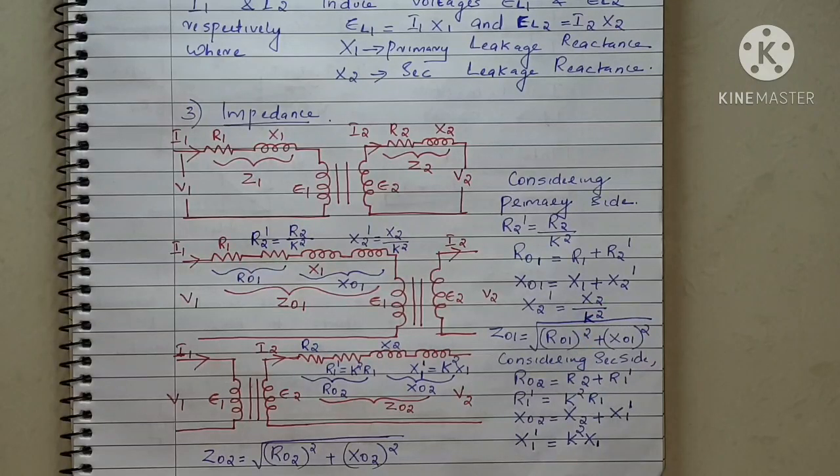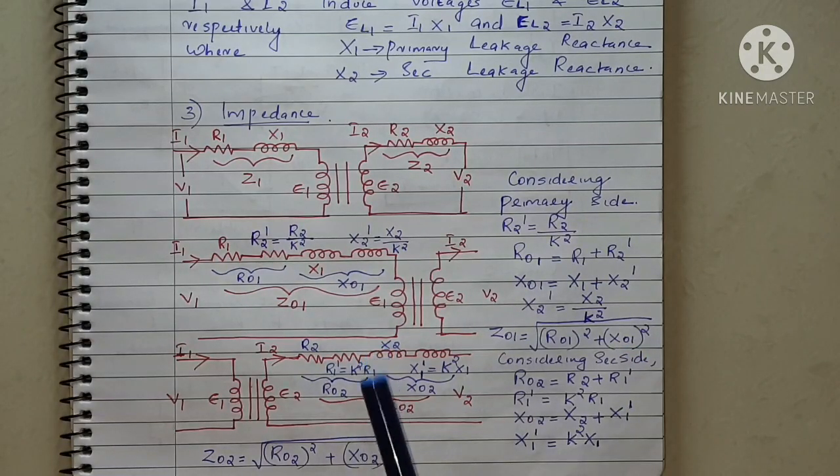So, resistance R2 dash becomes R2 by K square and reactance X2 dash becomes X2 by K square. So, R1 plus R2 dash is nothing but R01 and X1 plus X2 dash is nothing but X01. So, the impedance on the primary side can be written as Z01 equal to root of R01 whole square plus X01 whole square. The impedance formula is Z equal to root of R square plus X square, or Z square equal to R square plus X square. So, on the primary side Z01 equal to root of R01 whole square plus X01 whole square.